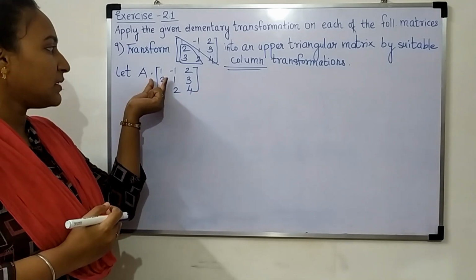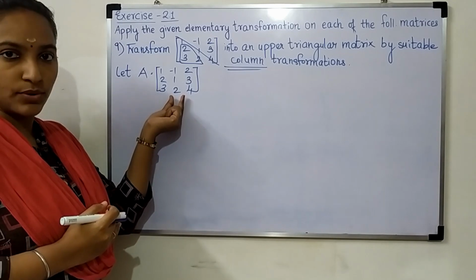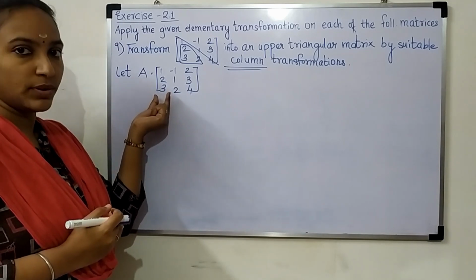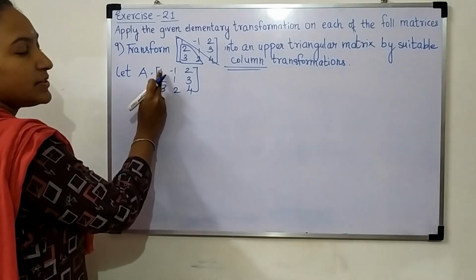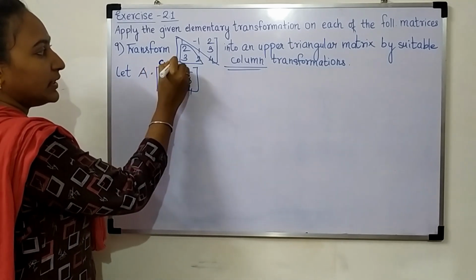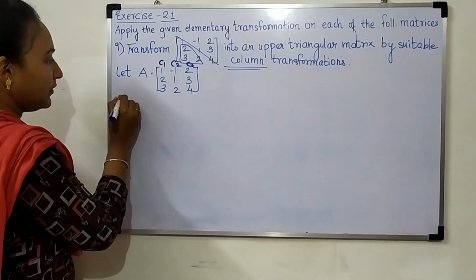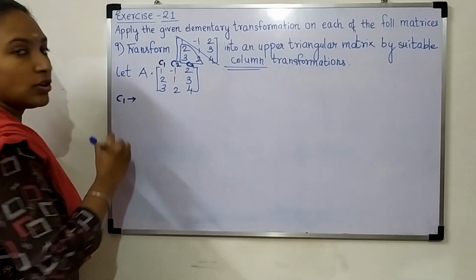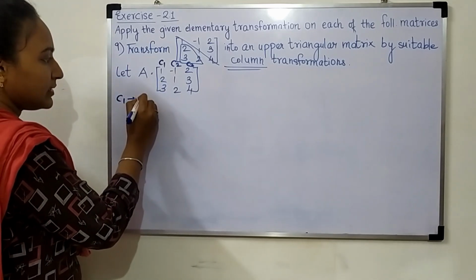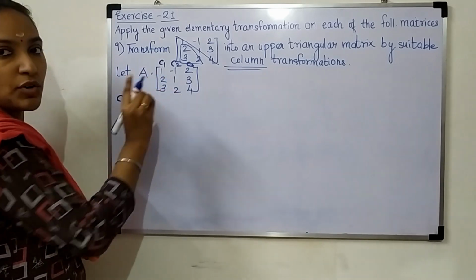First we will change this 2 into 0, then this 2 to 0, then this 3 to 0. Let us start now. So this is your column number 1, column number 2 and column number 3. We are making changes in column number 1, that is C1. We have to make this 0 with the help of this 1.